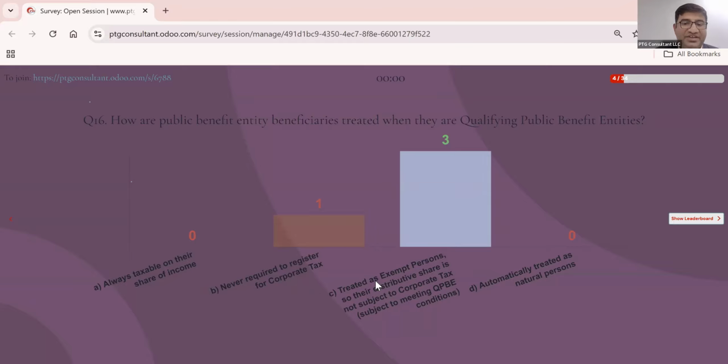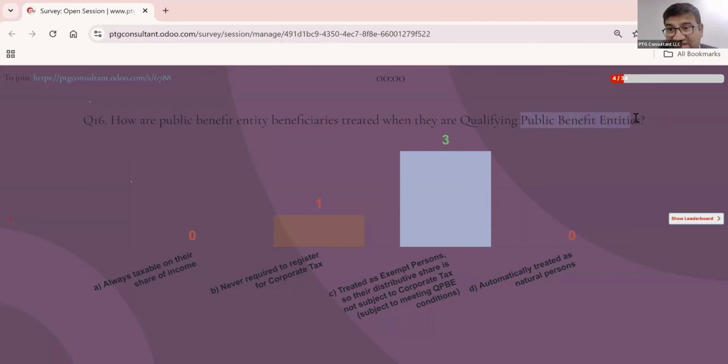So that is treated as an exempt person, so their distributive share is not subject to corporate tax. Again, what we are testing is whether the income, the distributive share received by the end person, or the natural person or the beneficial owner, the member of the family foundation, is not subject to tax, so we are meeting the condition. But this is the case of the qualifying public benefit entity, because they are exempt as per the FTA guideline. But now there is another scenario where this is not a qualifying public benefit entity.